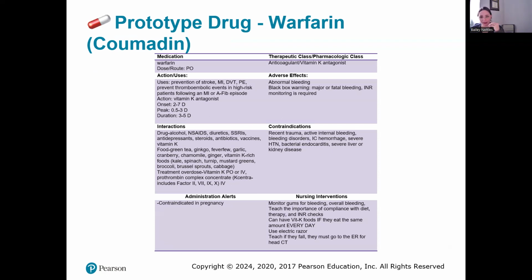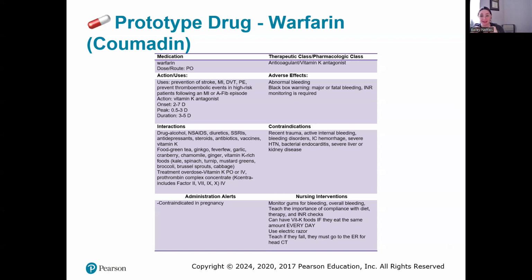Obviously, it thins my blood. So vitamin K, we know, helps your blood clot, okay? So if it's an antagonist of vitamin K, it's going to take away the effects of vitamin K, and then now it's going to help your body not clot, okay? Abnormal bleeding. I mean, that makes sense, right? If I'm taking a blood thinner, an adverse effect is abnormal bleeding. The big thing, black box warning, is major or fatal bleeding, so INR monitoring is required.